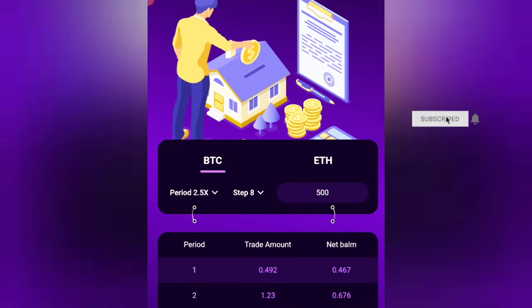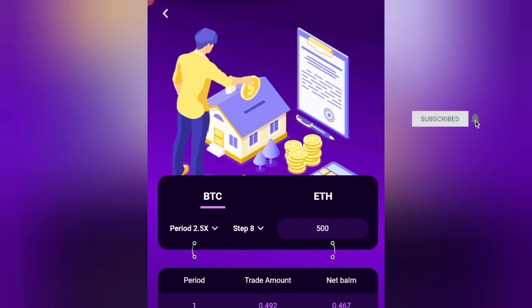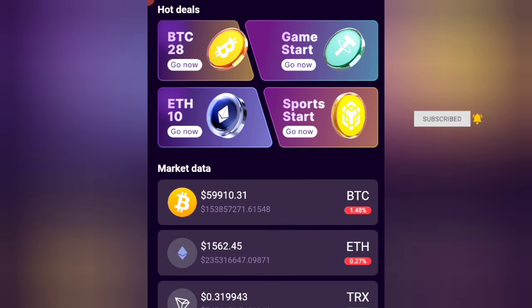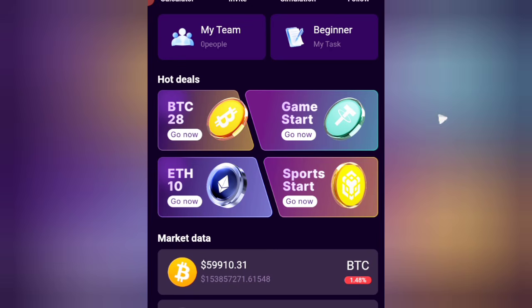So now let me use the 1 minute signal to explain how to use the copy trading. For this 1 minute signal, just come to BTC28.